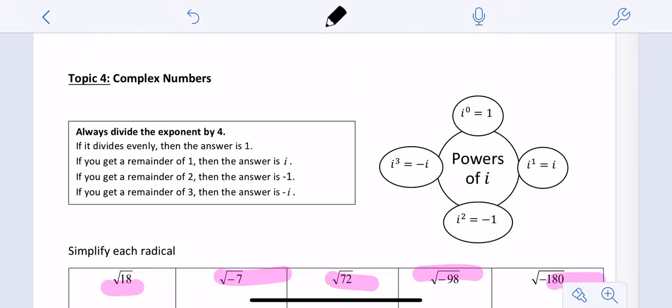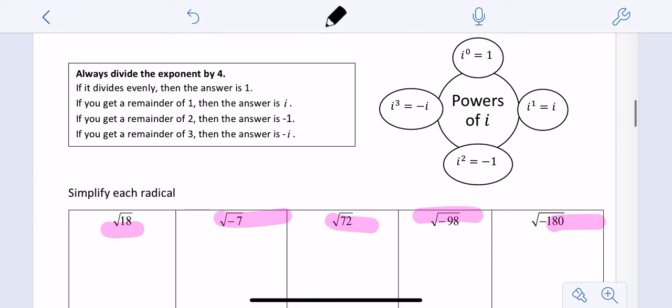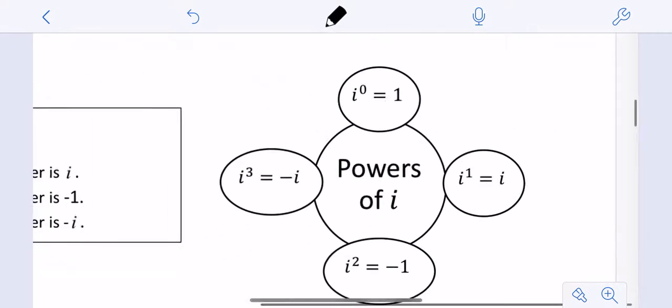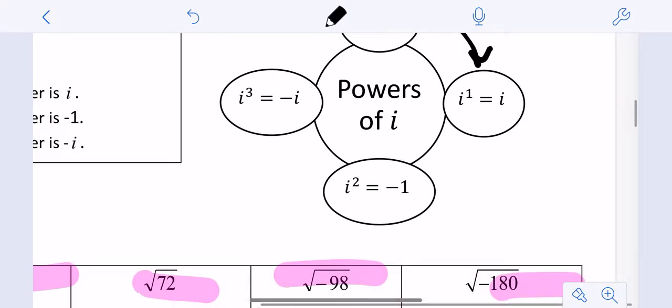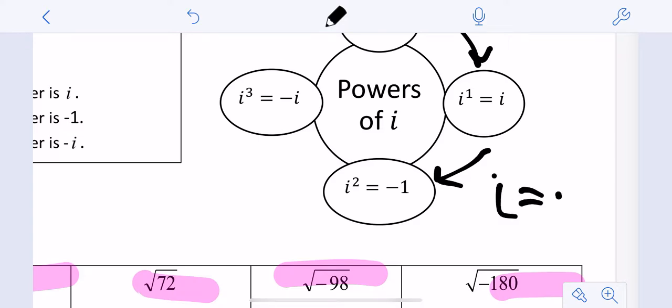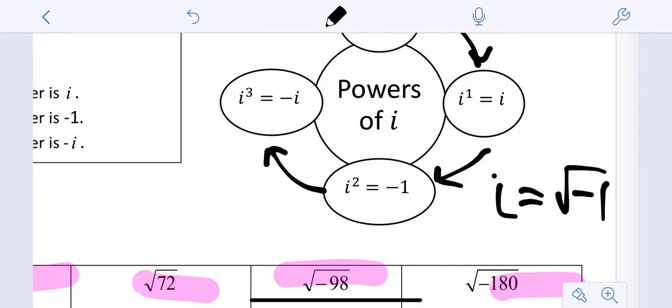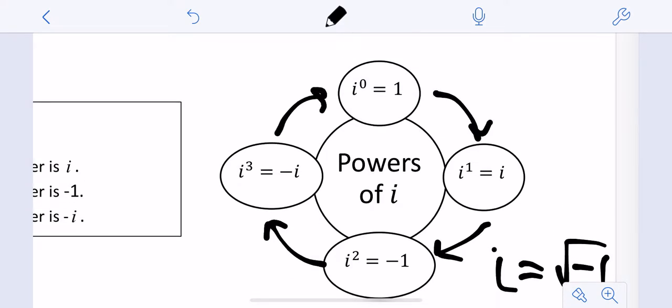Okay, let's talk about complex numbers because this is another thing we had some questions on. So remember when we talked about powers of i, we said it was a cycle of 4, right? So i to the 0, well, anything to the 0 is 1. i to the first, a number to the first is just itself. i squared equals -1 because remember i is the square root of -1, so if I square both sides, I just get -1. And then i cubed is -i. And then i to the 4th would be 1 again, right? It's this cycle of 4.